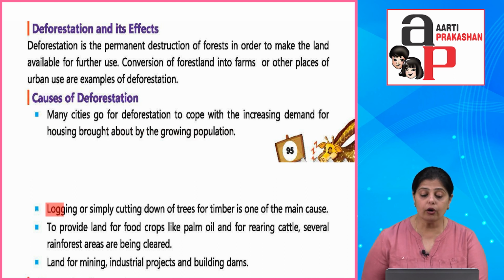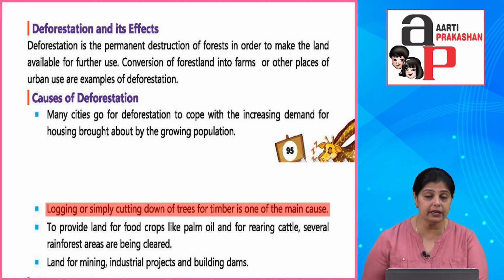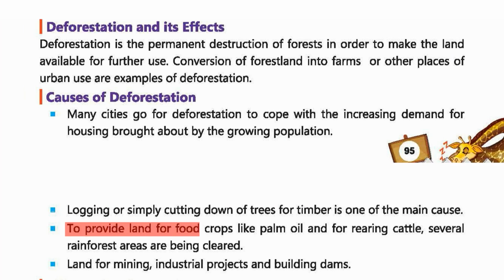Logging, or simply cutting down of trees for timber, is one of the main causes. अब जैसे घर बनेंगे फर्नीचर की डिमांड भी बढ़ जाएगी, different items की डिमांड बढ़ जाएगी, wooden items. So for that, in order to get the timber, that is another way of getting timber, that is by simply cutting down the trees. To provide land for food crops like palm oil and for rearing cattle, several rainforest areas are being cleared again.